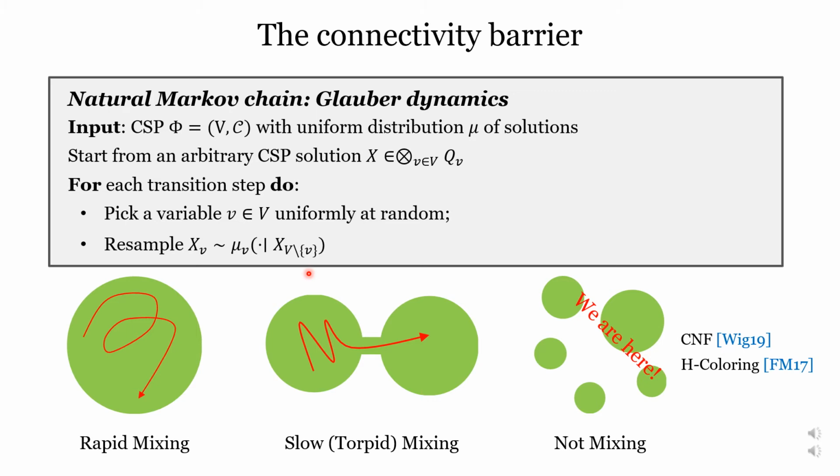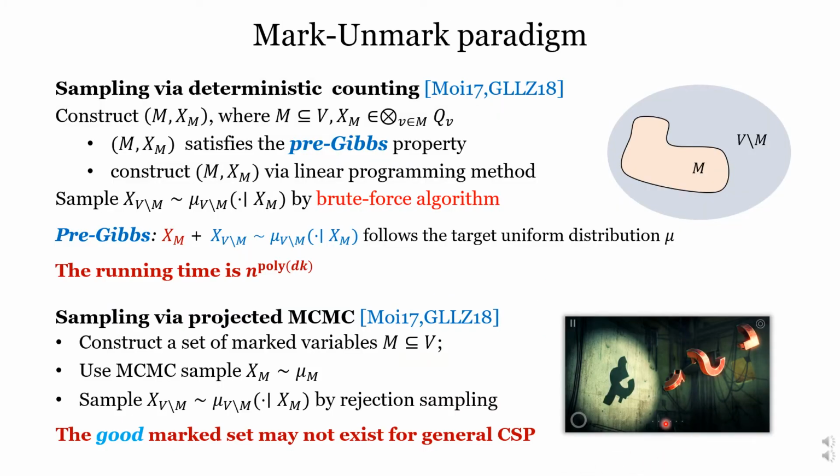It can be proved that if the solution space is well connected, then the global dynamics is rapid mixing. If the solution space is connected but there are many bottlenecks, then the global dynamics is slow mixing. If the solution space is not connected, then the global dynamics is not mixing. For CNF and hypergraph coloring, it has been proved that the solution space is not connected. Thus, new algorithms are proposed for these problems.